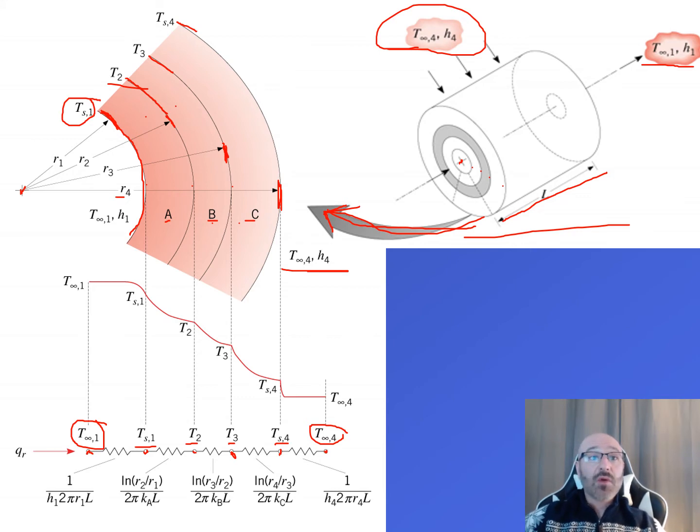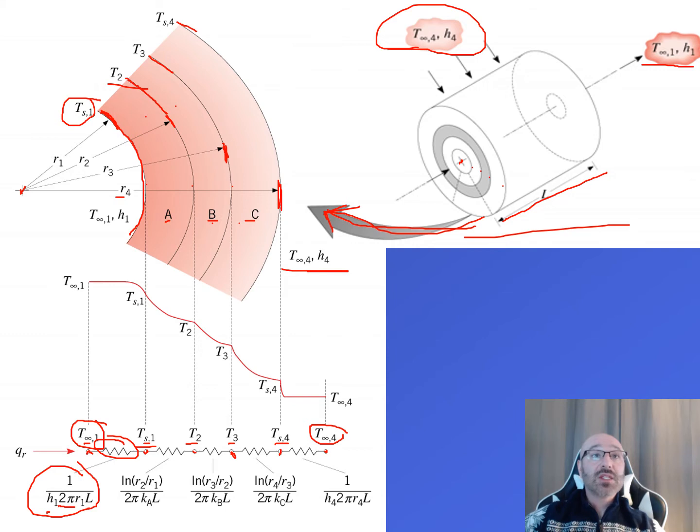So we say, okay, what's going on between each of these? Between T infinity 1 and TS1, that's our inner fluid temperature and our inner surface temperature. So that is going to be convection. This is our convection term right here. We have our general governing equation for that. So for convection, we have 1 over H1 2 pi R1 L from our governing equation.